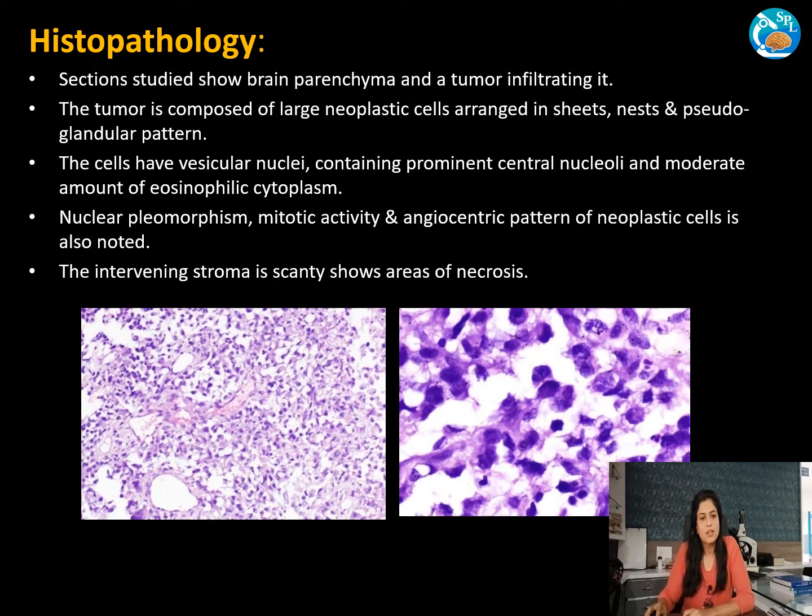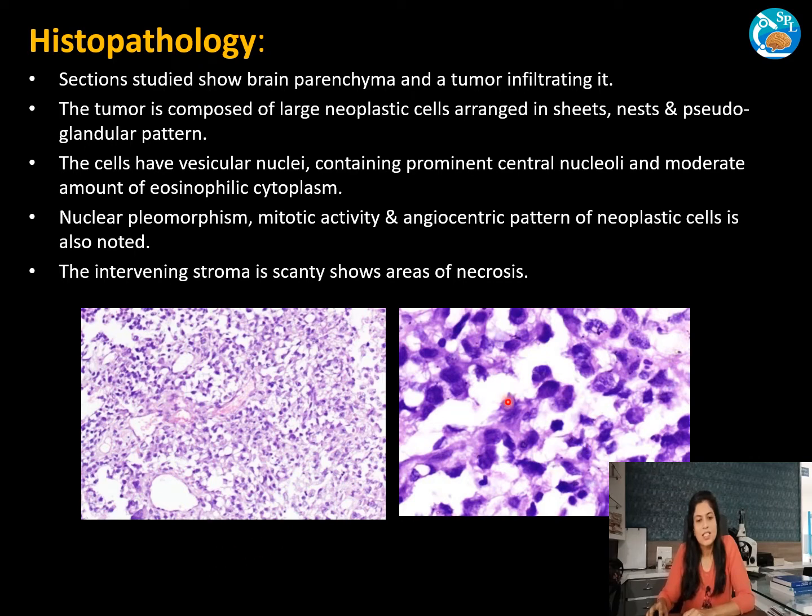We processed that for histopathology, and what we found was sheets of undifferentiated cells which were infiltrating the brain parenchyma. These neoplastic cells were large, round to oval. They were in sheets, nests, at places a pseudoglandular pattern you can see, and even at some places they were around the blood vessels, that is, an angiocentric arrangement of the cells.